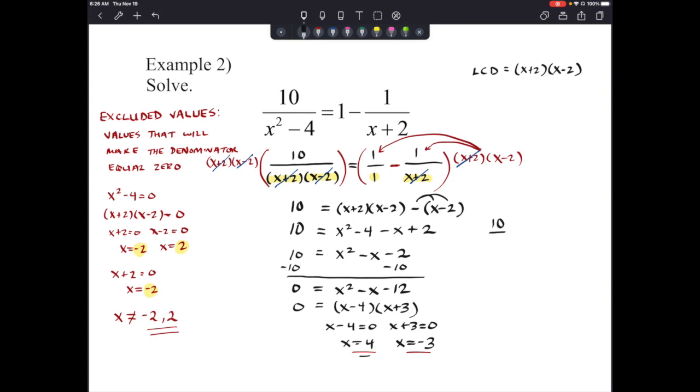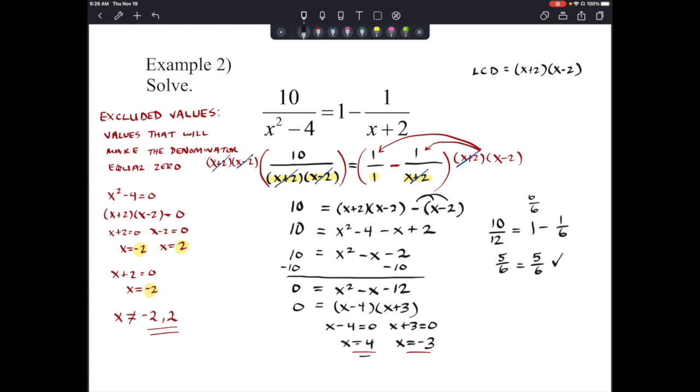So we've got 10 over 12 should equal 1 minus, and when I plug in 4 there, I'm going to have 1 over 4 plus 2, which would be 1 over 6. Okay, so 1 minus 1/6. Well, this is 6/6 minus 1/6, which would be 5/6. And 10 over 12 reduces to 5/6, so I know that that is correct.